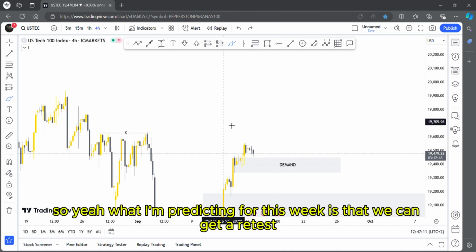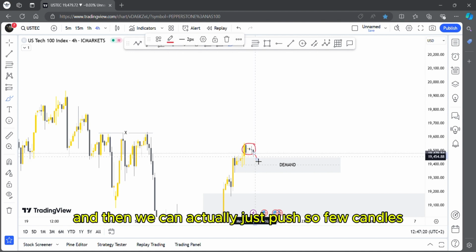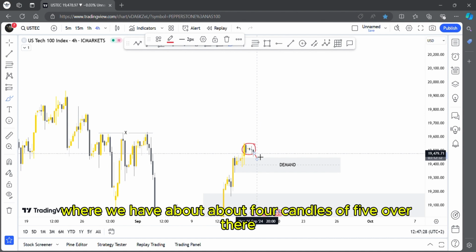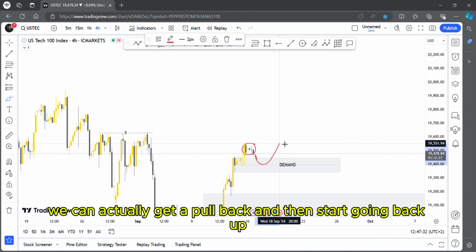So yeah, what I'm predicting for this week is that we can get a retest, which is what is happening over here, and then we can actually just push. So a few candles, this is the 4H, a few candles in the next 16 hours or so, about 4 or 5 candles over there, and of course from then on we can get a pullback and then start going back up.